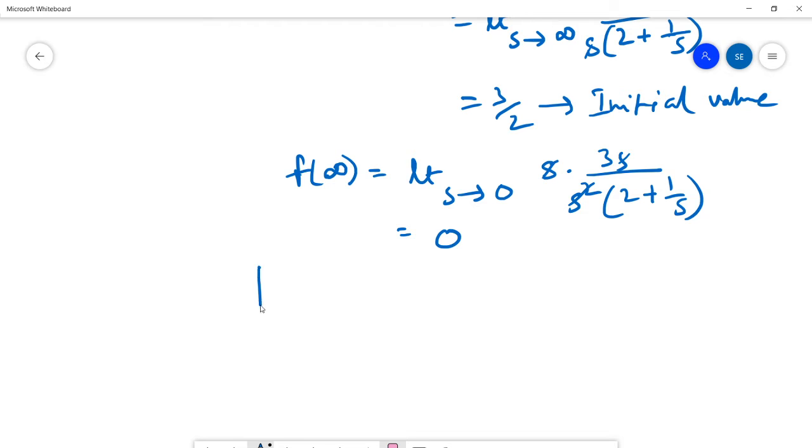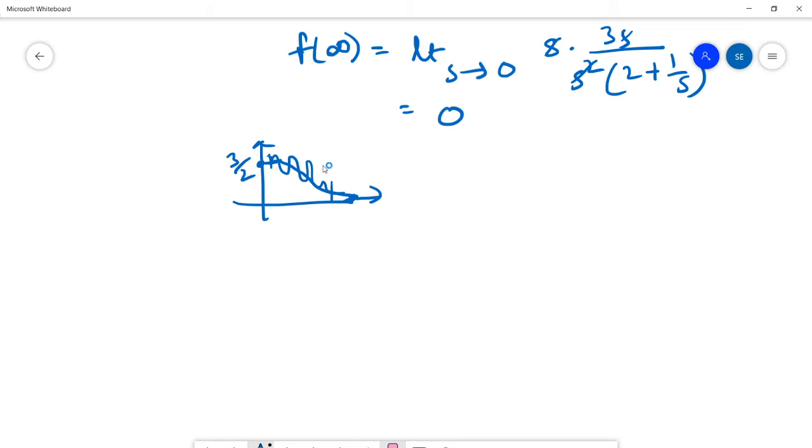So for this plot, initial value will be 3 by 2. 3 by 2 will be somewhere here and it may go to 0. However it goes, this dynamics depends on the function. If it is sinusoidal, it may go through oscillations and come down to 0. So it depends on the function actually. Right? So here the initial value is 3 by 2 and final value is 0. Similarly, one more example we can take.